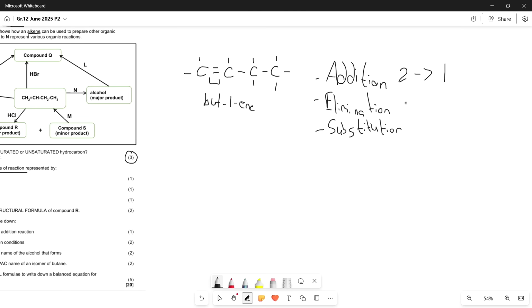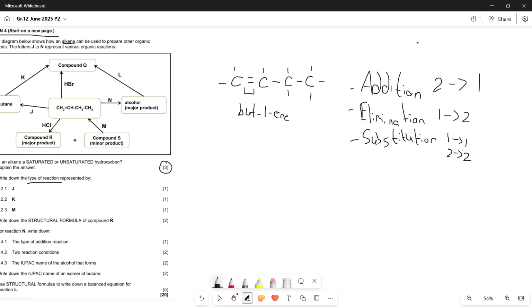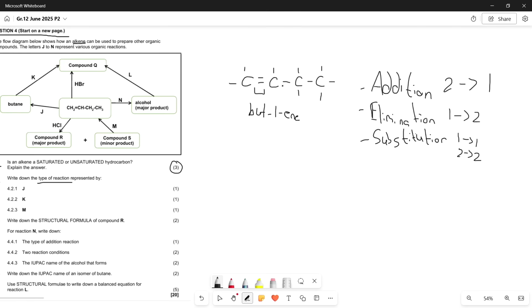And elimination goes from 1 thing to 2 things. And then substitution is a 1 to 1 or a 2 to 2. By this, I mean in order for an addition to take place, we will need something like a double bond over here, because this double bond needs to break, and we need this plus something else, say a haloalkane or just a halogen or something like that, or a hydrogen, to break this bond and then form here, which means we would need this plus something in order to make 1 new thing.